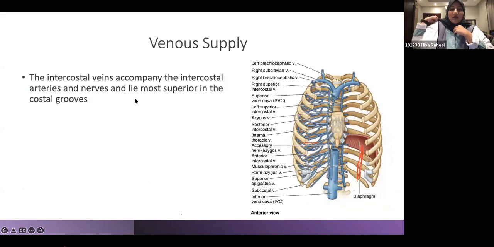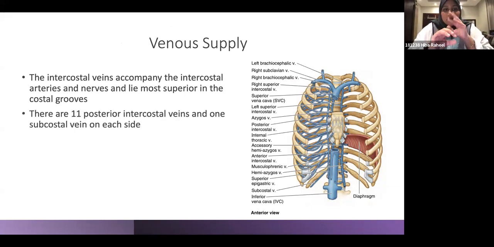Okay, so now let's talk about the veins. Now, you will see this in more detail in Dr. Atif's lecture. But I will tell you the main important thing that you need to know for exam purposes and the questions that I saw, for example, in the question banks. So there are intercostal veins that follow arteries. So here's a general rule in the body. Wherever veins go, arteries follow, okay? So they're almost always given the same name. We have, again, 11 pairs of posterior intercostal vein and one subcostal vein on each side, just like the arteries.